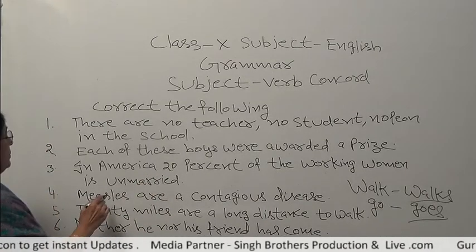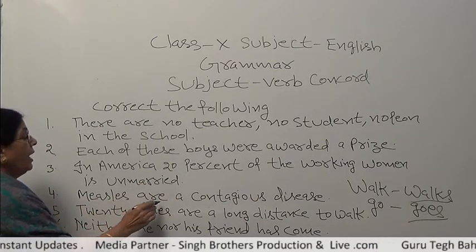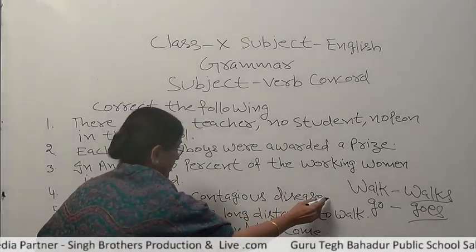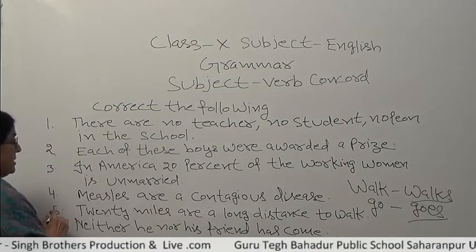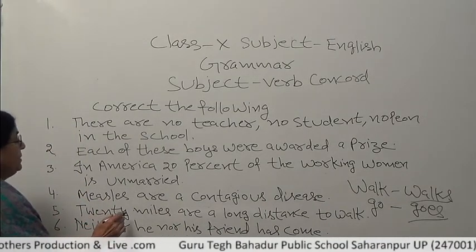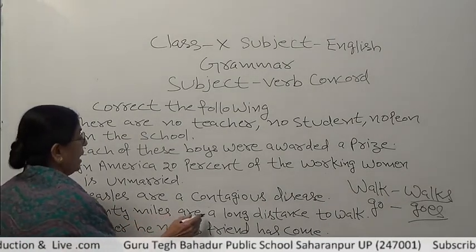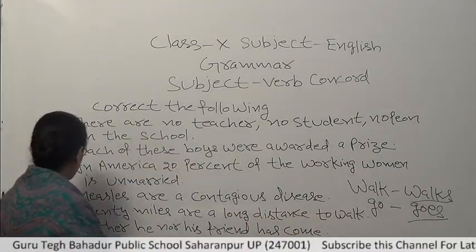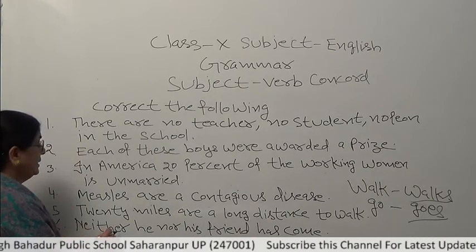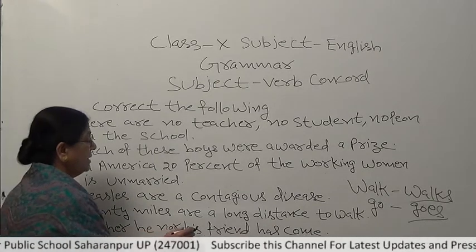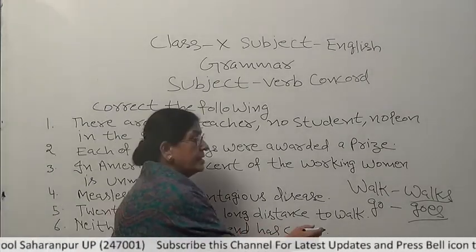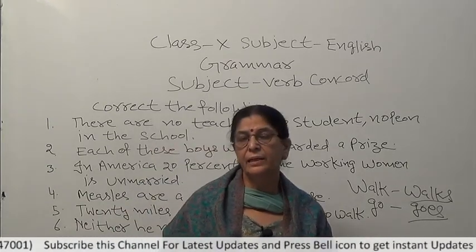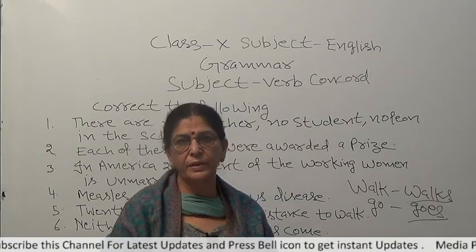Sentence number 4, measles are a contagious disease. Sentence number 5, 20 miles are a long distance to walk. Sentence number 6, neither he nor his friend has come. So these are the 6 sentences. Find the error and do the corrections. That is all for you.